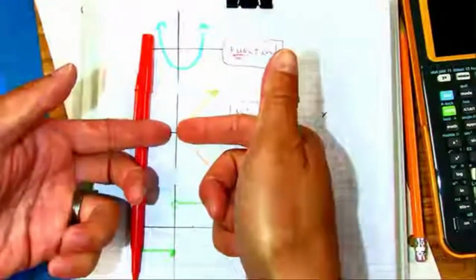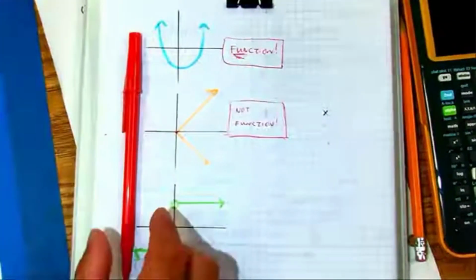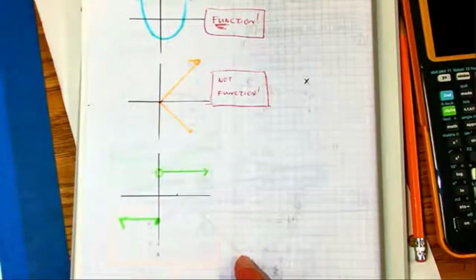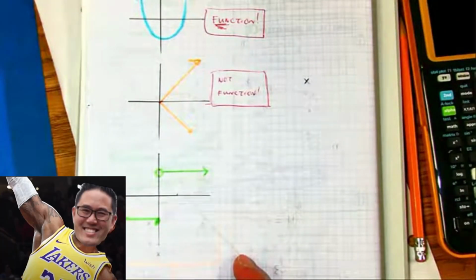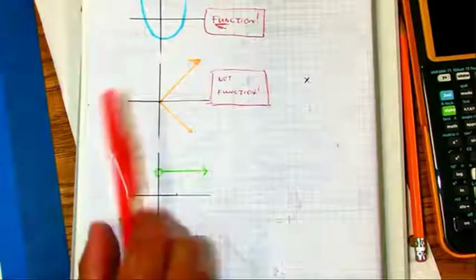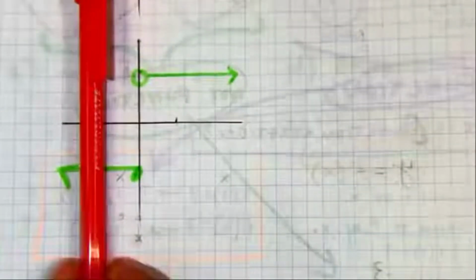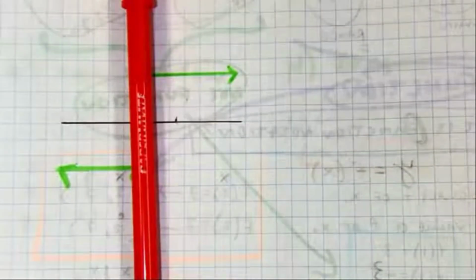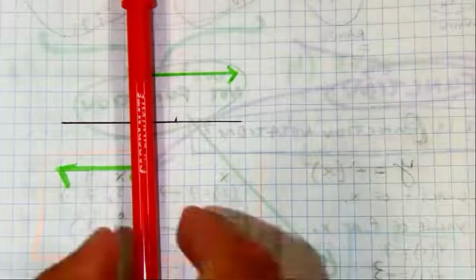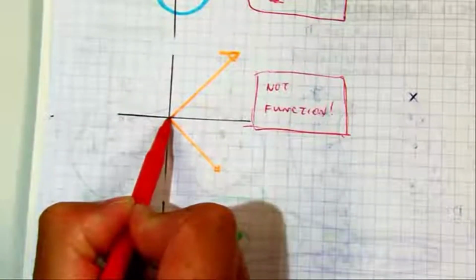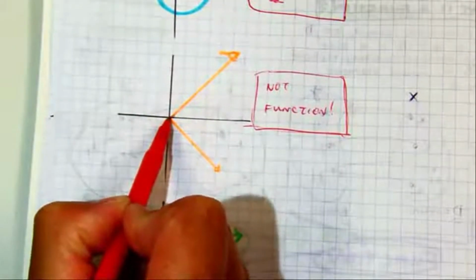Alright, raise your hand, function. Raise your hand, not a function. Pass or fail? Pass or fail? Pass or fail? Oh. You see, on the previous graphs, I didn't have open or closed circles. But this particular location, it's a closed circle. A closed circle means count it, include it. It's a solution. It makes our equation true.